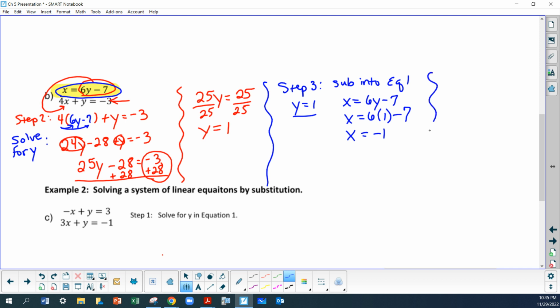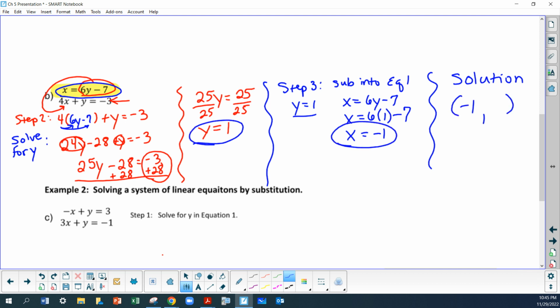Now we have our solution. Our solution turns out to be, there's part of it and there's part of it. And we know ordered pairs are always listed in an x, y order. There's your solution.